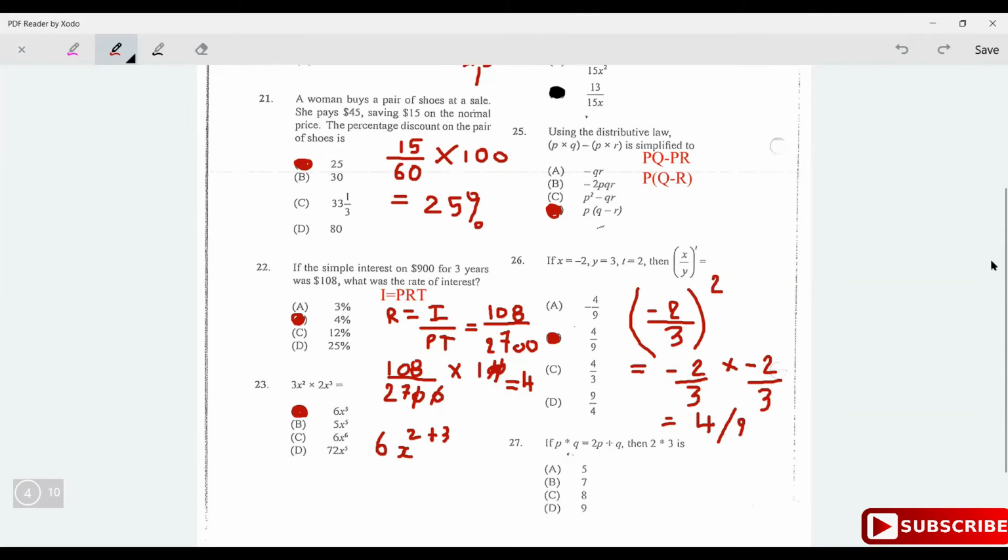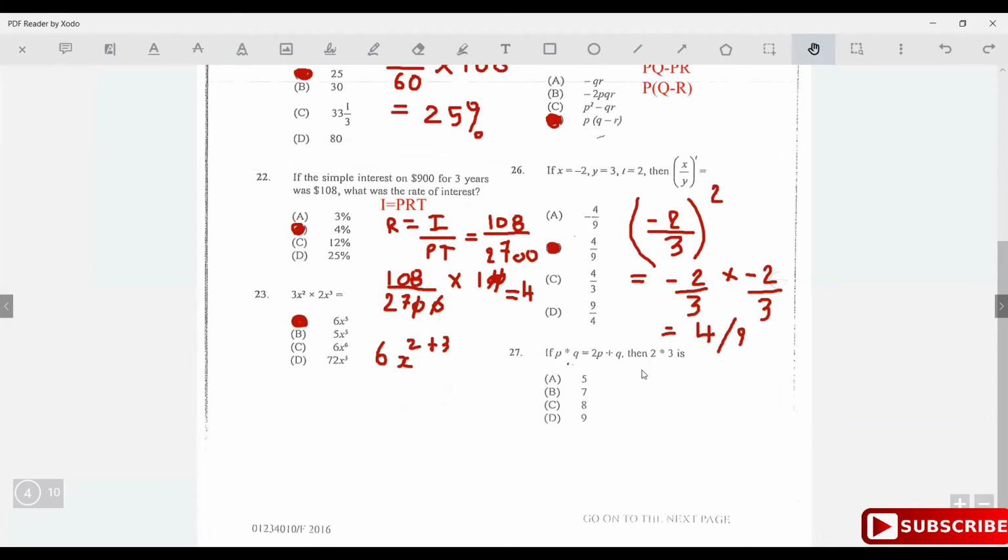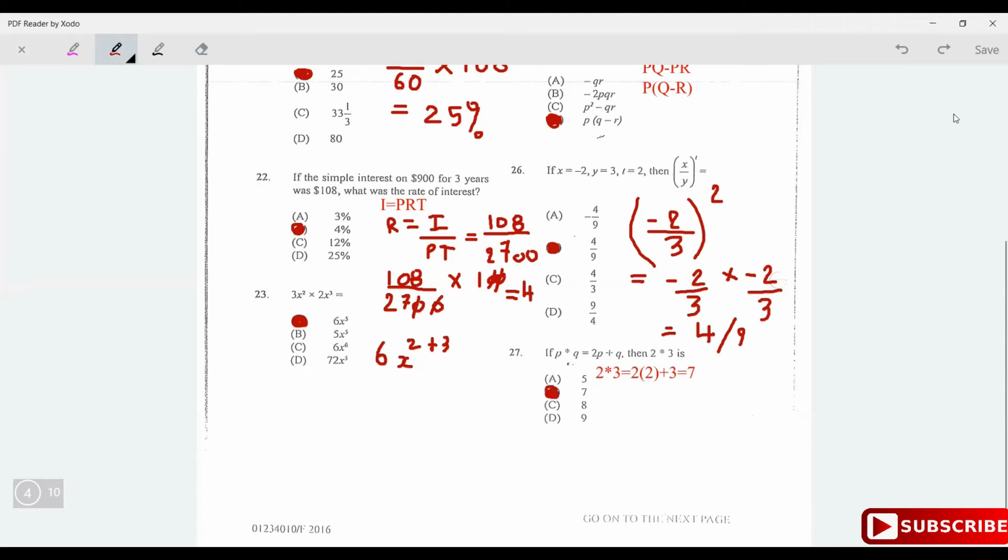Moving along, question 27. It says P star Q is 2P plus Q. What is 2 star 3? So you replace P with 2. So 2 star 3 is equal to 2 times P, where P is 2, plus 3. 2 times 2 is 4, plus 3 is 7. And so 2 star 3 is 7. Nice and easy. Lovely.